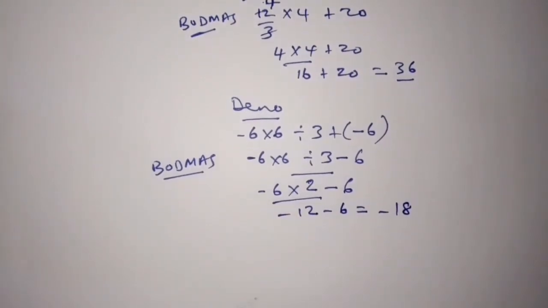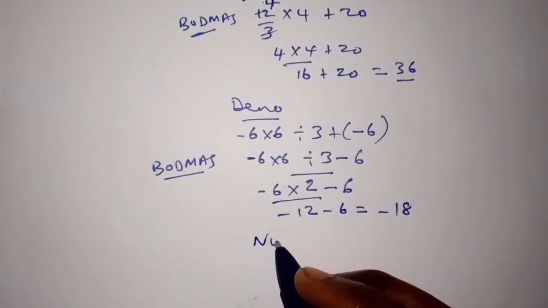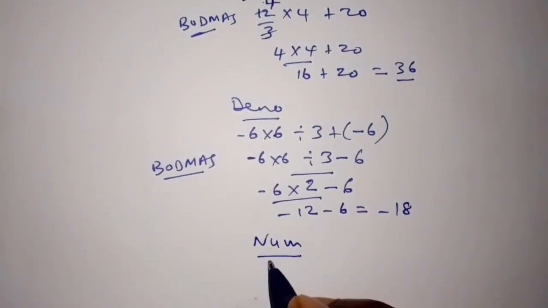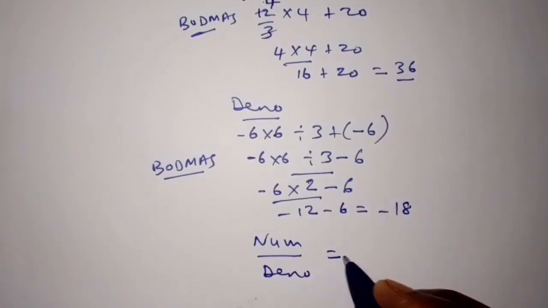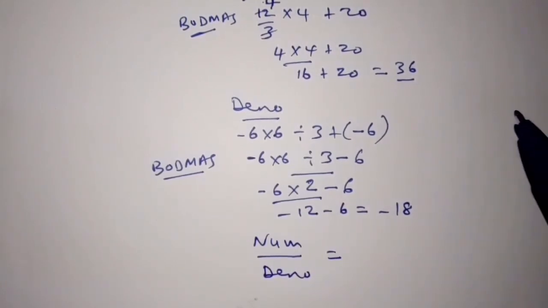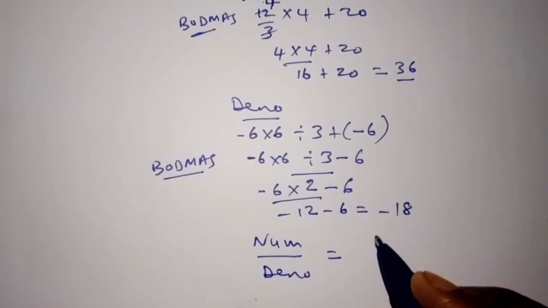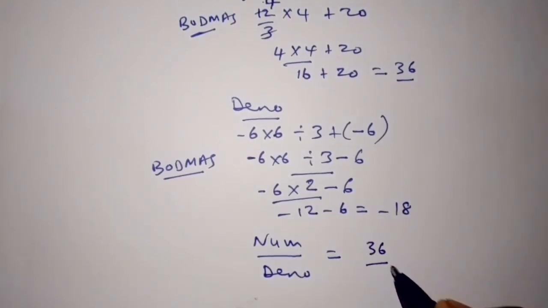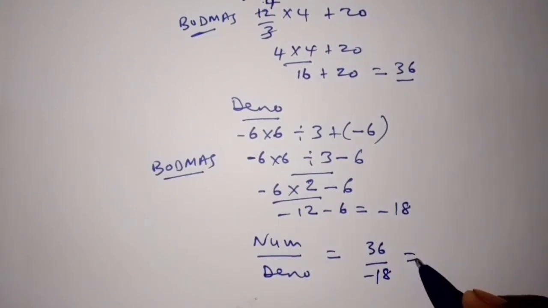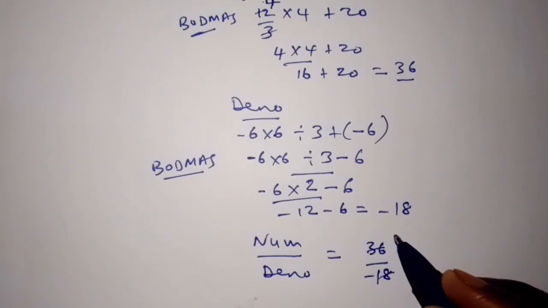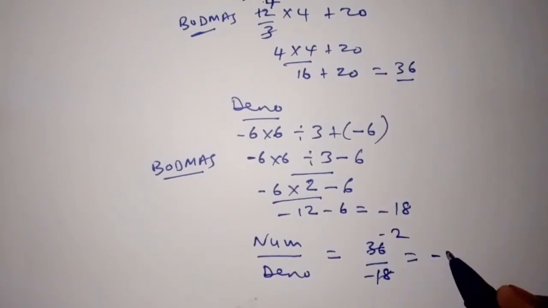Negative 18. So we can write numerator over denominator. We got our numerator to be 36, so that is 36 over negative 18, which is giving us negative 2.